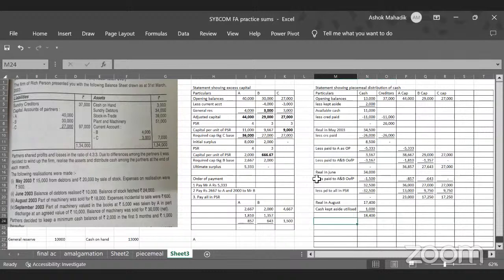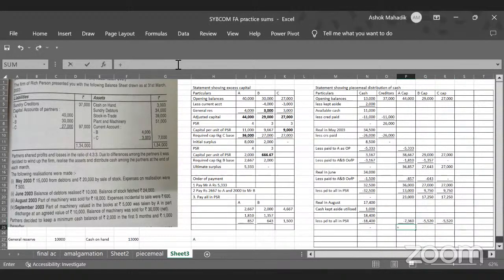Okay. So in the next line, less paid to all in PSR. How much will we pay? 18,400. So our cash balance will be 0 after this payment. Okay. Let us do the calculation. 18,400 into 4 by 10. For B, it will be 3 by 10. Same for C. If we add these three, it will be 18,400. Okay. Clear?